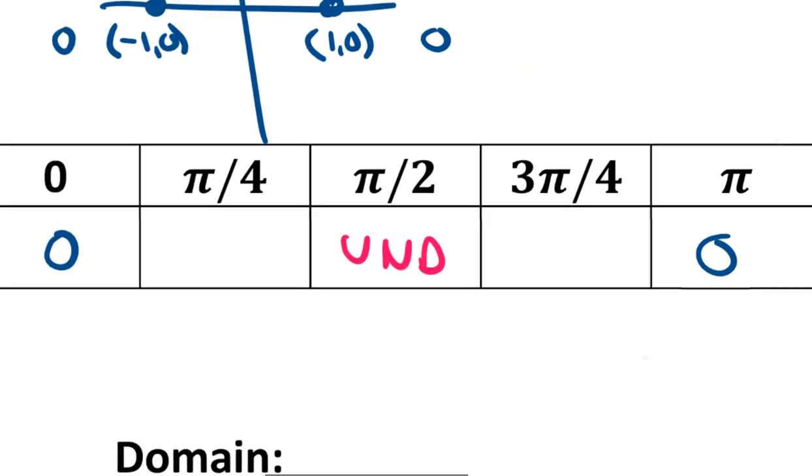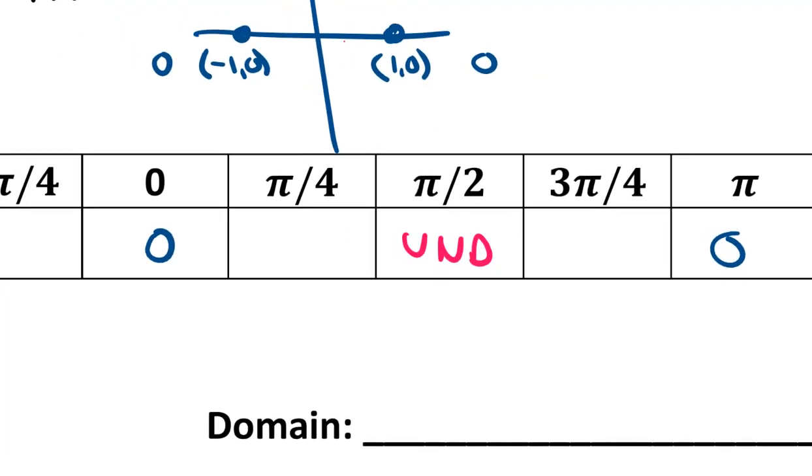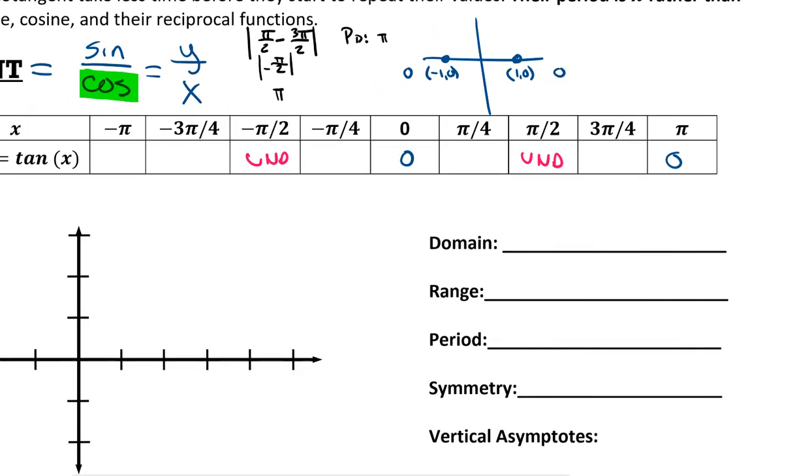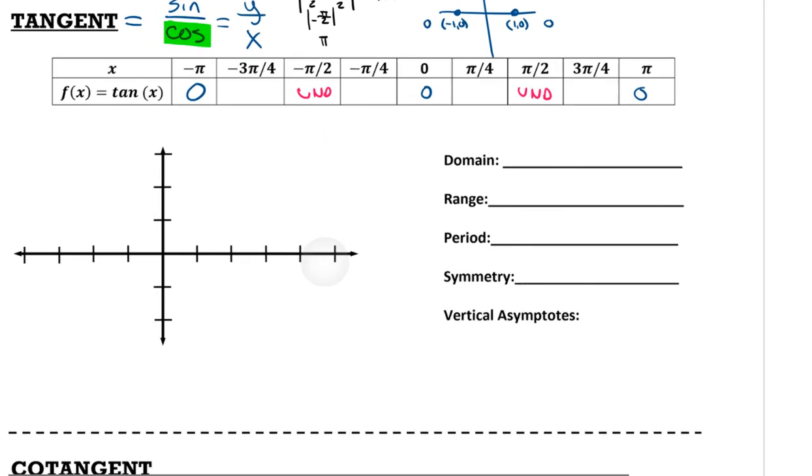So we're going to fill that out. Notice also that if we went around in a negative direction, we still end up at the same spot, so that would also have a value of 0. So at negative pi, 0, and pi, we're going to have zeros.